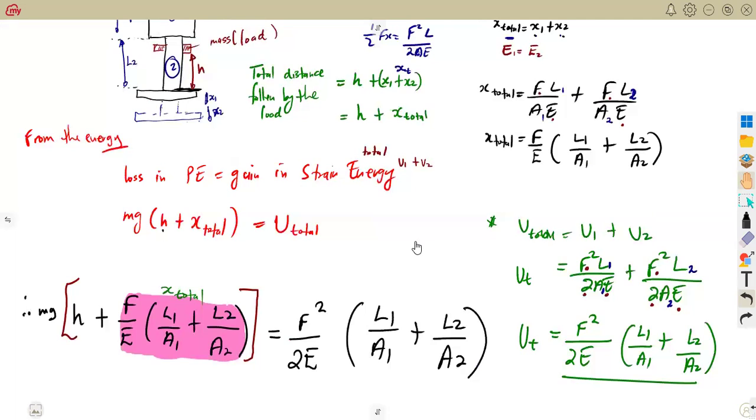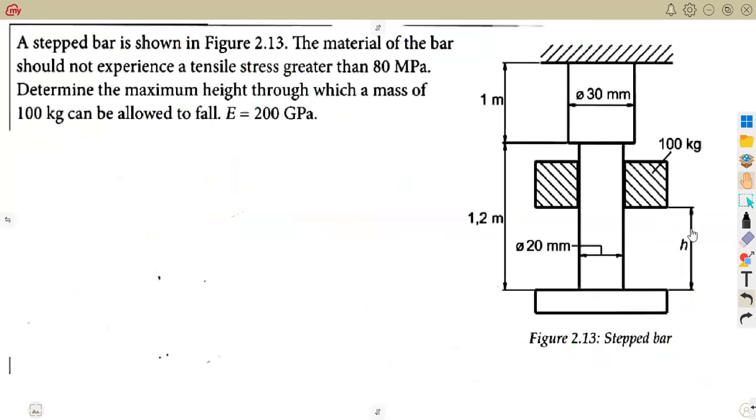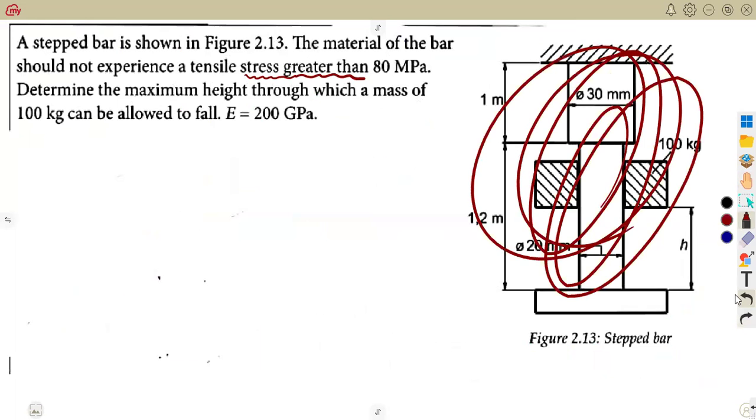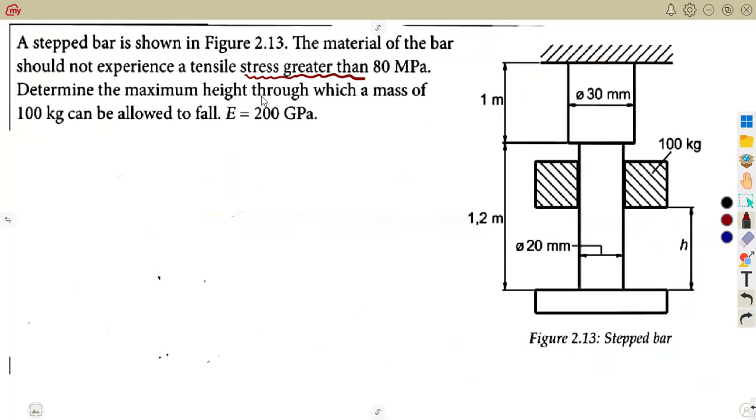I talked about the compound bars in series as a part on its own, from the stress and strain, if you still remember. So let's consider our questions and see how these questions might be given. A stepped bar is shown in Fig 2.13. So there is a stepped bar that we are given. The material of the bar should not experience a tensile stress greater than the given value. It is not supposed to exceed, meaning to say we are given the maximum stress.